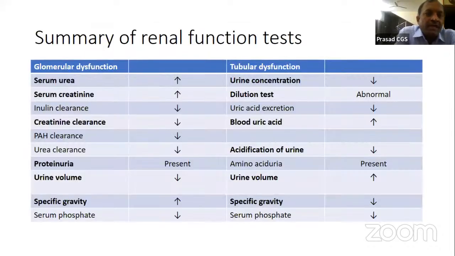So, to summarize, these are the renal function tests that are commonly done and how the variation takes place. What has been written in bold here are commonly done, and the others are rarely done. Serum urea, serum creatinine, creatinine clearance, proteinuria, and urine volume help us. By doing all these tests, we get a fair idea about whether the glomerulus is affected or the tubules are affected.